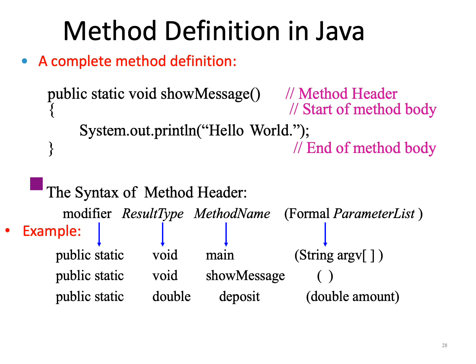Going back to the header, the syntax of the method header is we need to write the modifier such as public static, then the return type, which can be void, double, int, char, boolean, and other types. Then only the method name such as main, showMessage, or any name. The rule for the method name is the same as the rule for any identifier. The last part in the method header is a bracket, which can contain formal parameters.